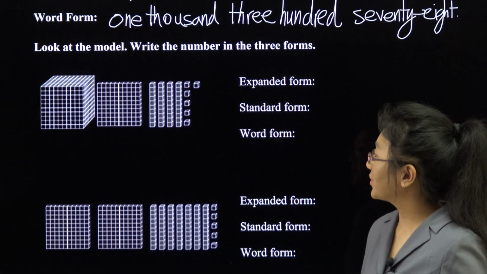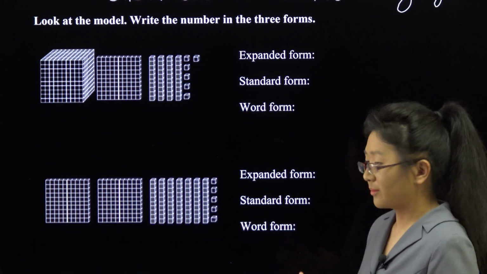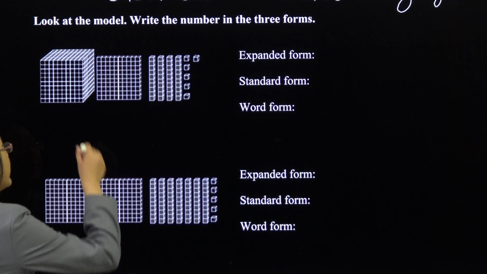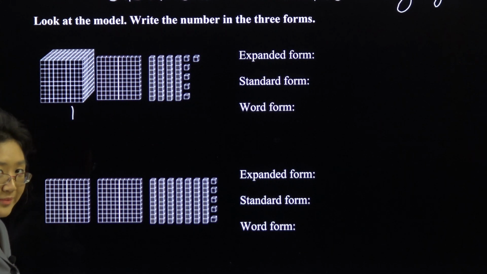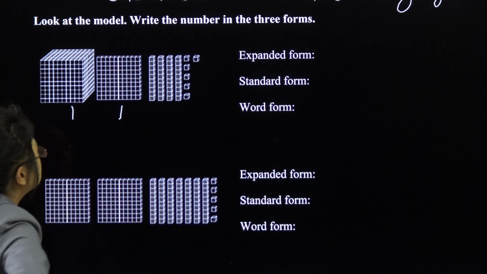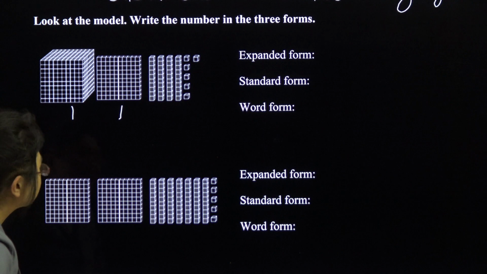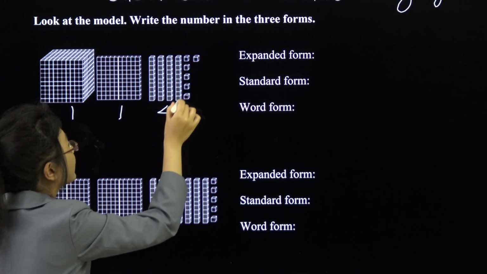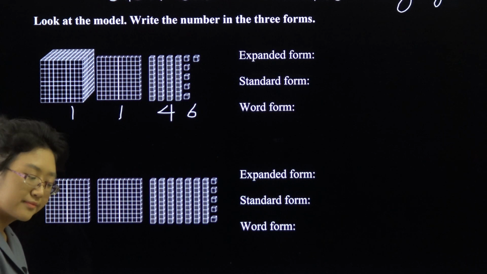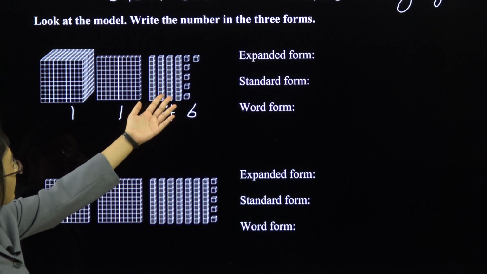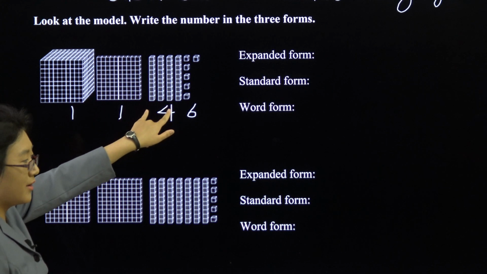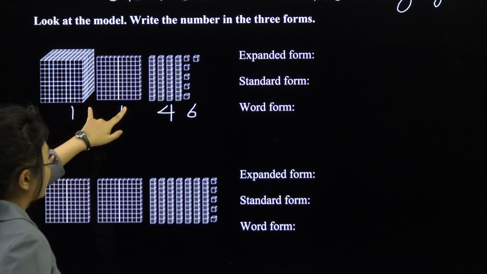Now we're going to do some practice problems. Look at the model and write the number in the three forms. So here in the model, we see that we have 1 thousand cube, 1 hundred block, 4 ten blocks, and 1, 2, 3, 4, 5, 6 one blocks. Now as you can see, the 10 blocks are made out of 10 one blocks, the hundreds block is made out of 10 ten blocks, and the thousands block is made out of 10 hundred blocks.